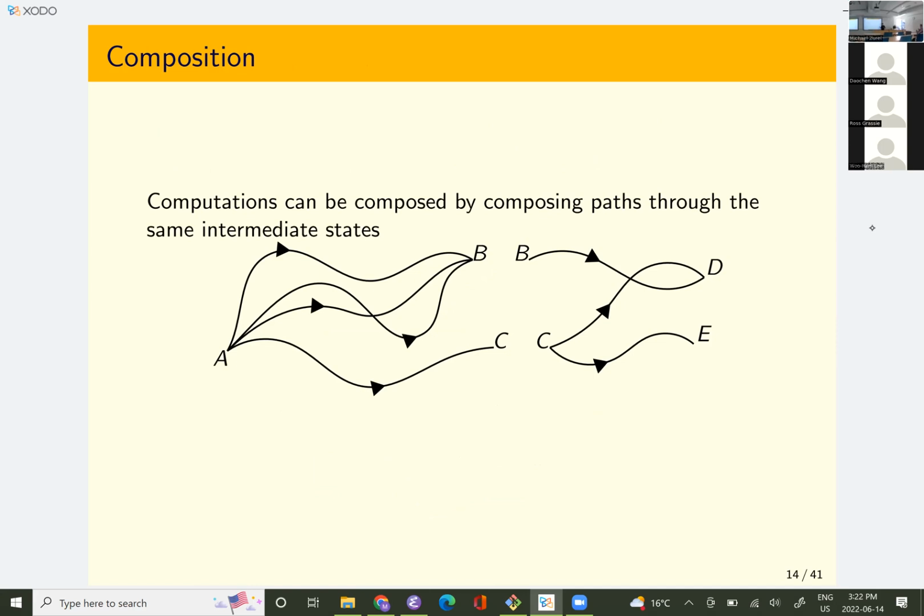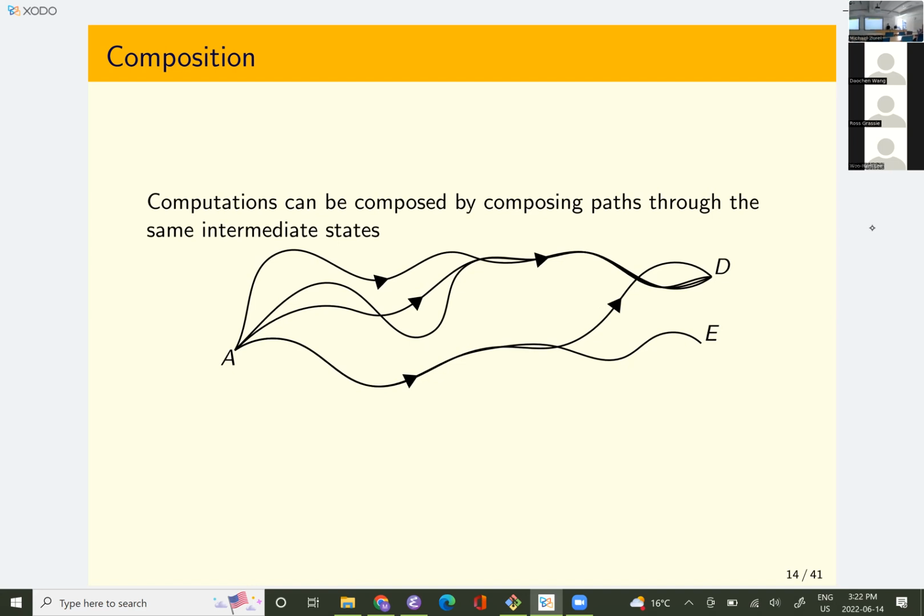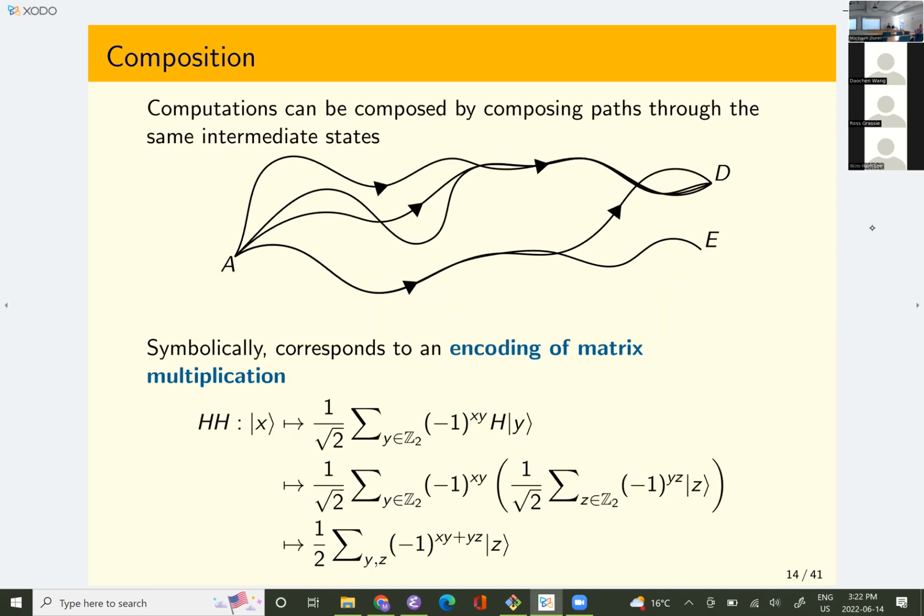And then we can also start to think about how we compose operations in the path integral view, right? It's particularly intuitive in this case, because all it is is composing paths through the same intermediate state. So if we do that, now we have 4 paths from the A state to the B state, and we sum over their amplitudes. Symbolically, what this is really doing is just encoding matrix multiplication in a sum, but in a sum that we can later analyze. So if we compose the Hadamard gate with itself, what we end up with is a system of 4 paths indexed by binary variables y and z, with a phase of (-1)^(xy + yz), and output state z.